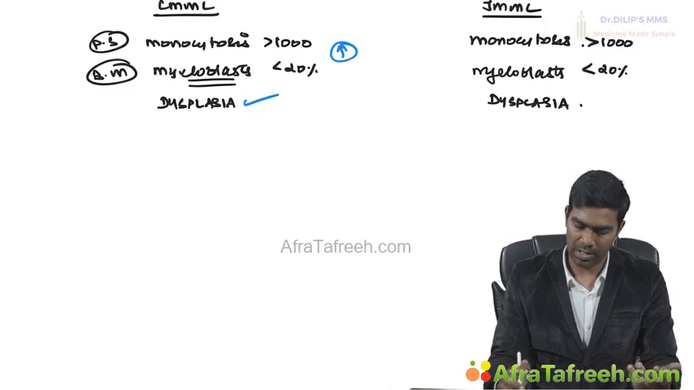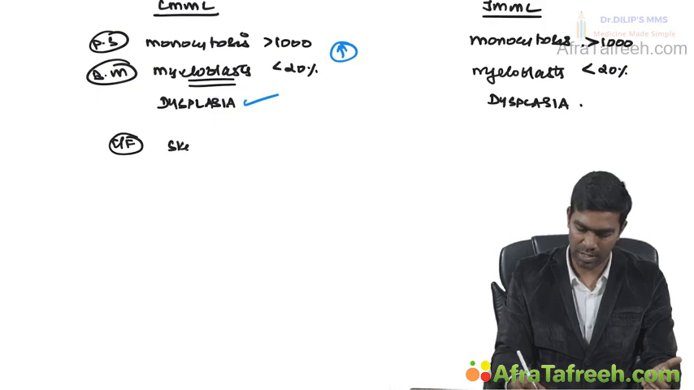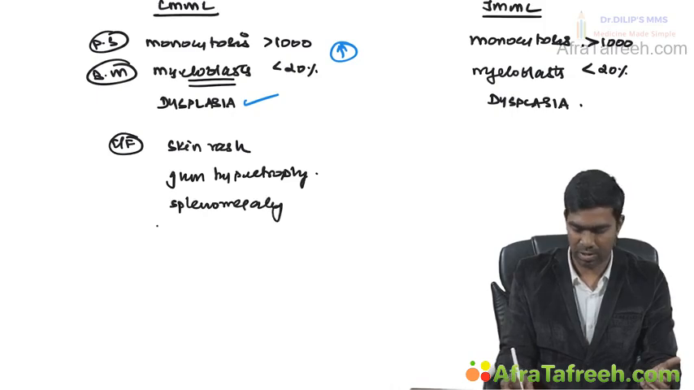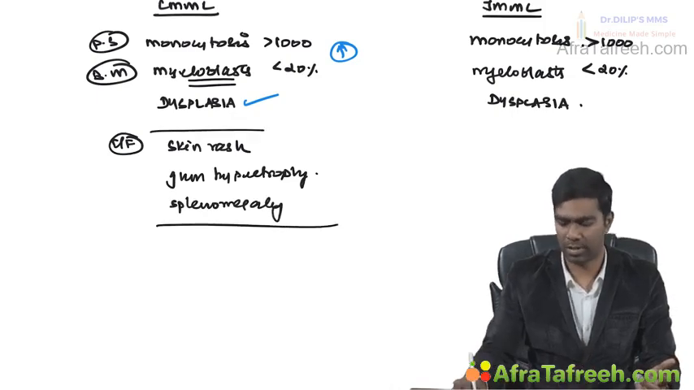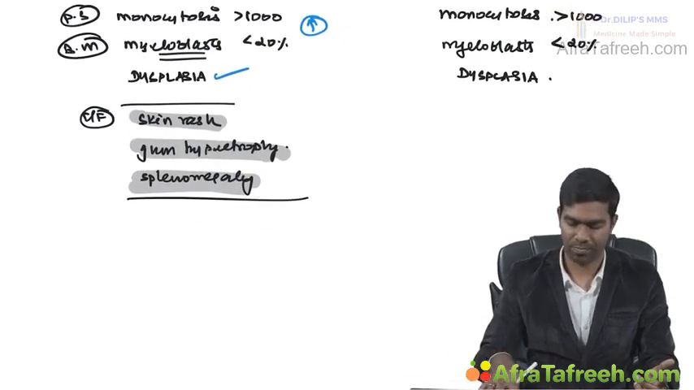And typically how they are going to present is like leukocytosis. In this patient's clinical feature, they are going to come with skin rash very commonly, and they can come with gum hypertrophy, and they will have splenomegaly. So this is the classic presentation of how this CMML is going to come. The skin rash, gum hypertrophy and splenomegaly was already asked in exam.